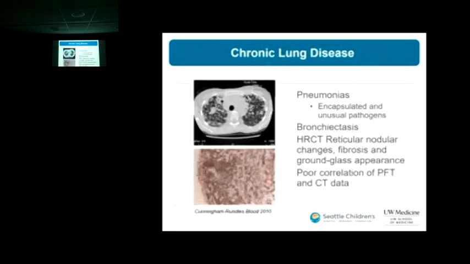I just want to point out that chronic lung disease is an important contributor to morbidity, and that many of these patients have bronchiectasis, and you can see these classic changes on high-resolution CT. Unfortunately, there's poor correlation of PFT and CT data, and many of you know that. So the question is, how do you monitor these?